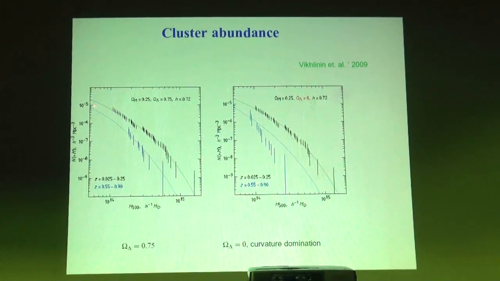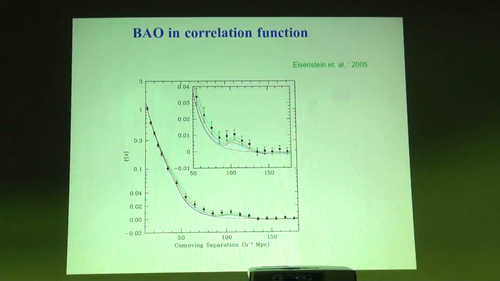And counting these clusters is consistent with the lambda CDM model, with the dark energy dominated universe. Whereas if you think of a curvature dominated universe, like here, you get it badly wrong. And so this, again, unambiguously shows that we are living in a dark energy dominated universe. Clusters grow much slower than they would grow in a matter dominated universe.